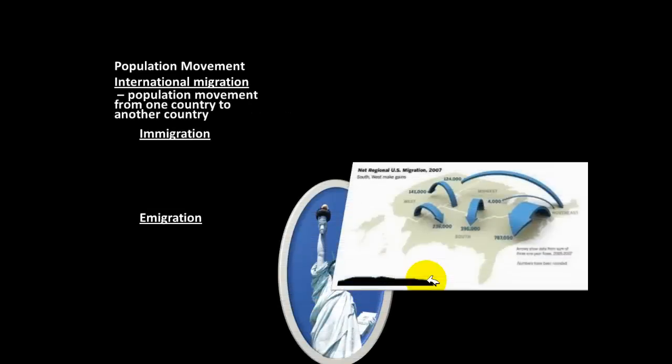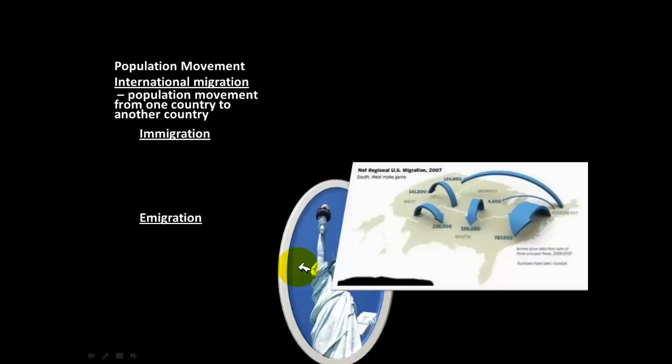Now, international migration. International migration is when people move from one country to another. Actually, this graph is not supposed to be on this slide. So let's ignore this and focus on the Statue of Liberty.